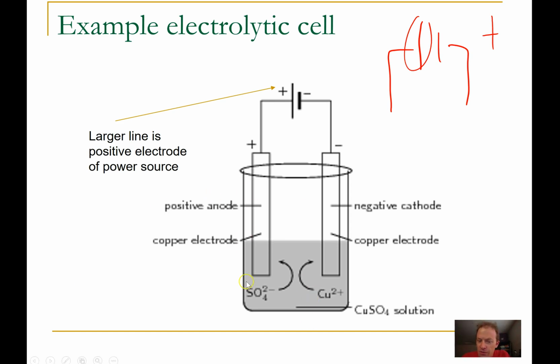And again, this is an electrolytic cell. They're in the same container. This is the positive one. This is the negative one. So this is the anode in this case, which is the positive one in this type of cell, and this is the cathode, which is the negative one.